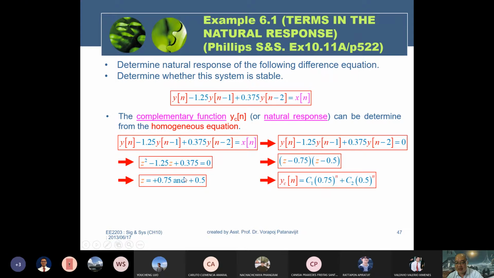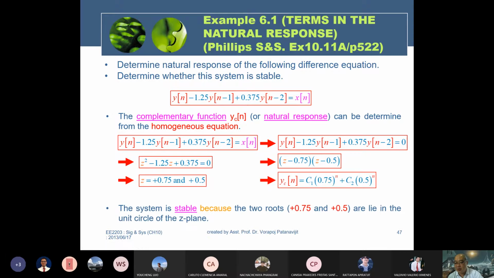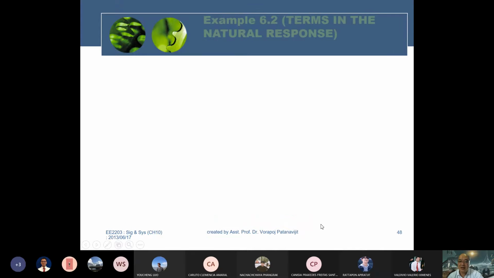You get z1 and z2 equal to 0.75 and 0.5. Both of them are less than 1, right? The magnitudes of them are less than 1. Therefore, in this case, the system is stable because both roots of the characteristic equation lie in the unit circle of the z plane, equal to 0.75 and 0.5.